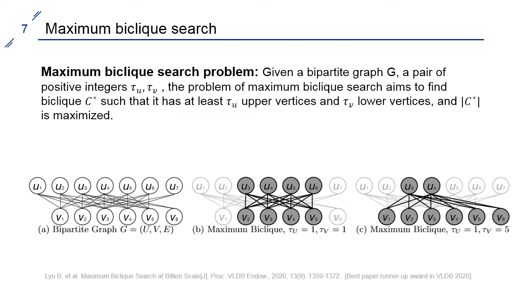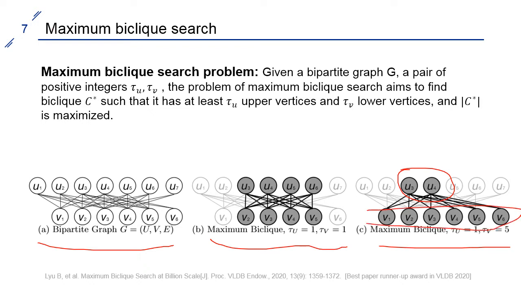Below are the examples. Here is a given bipartite graph G, and given query parameters tau_u equal to 1 and tau_v equal to 1, we will return the maximum biclique with 8 vertices. And if given tau_u equal to 1 and tau_v equal to 5, we will return the biclique with 2 upper vertices and 6 lower vertices.